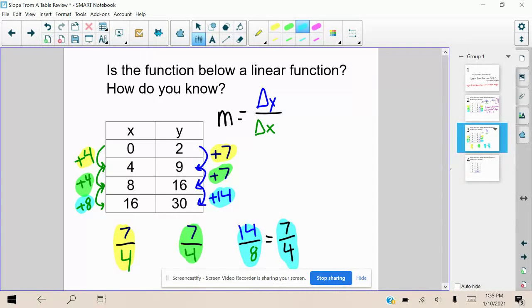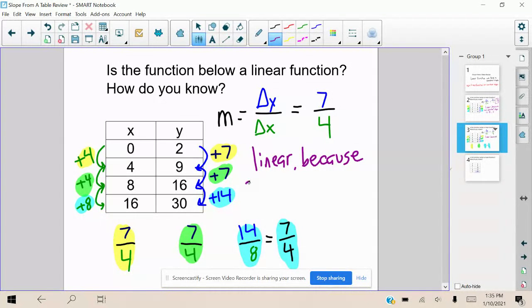So what is the constant rate of change here? It's going to be 7 over 4. We go up by 7 and over by 4. So our constant rate of change is going to be equal to 7 over 4. And since we have a constant rate of change, we would say this is linear because our constant slope is 7 over 4.